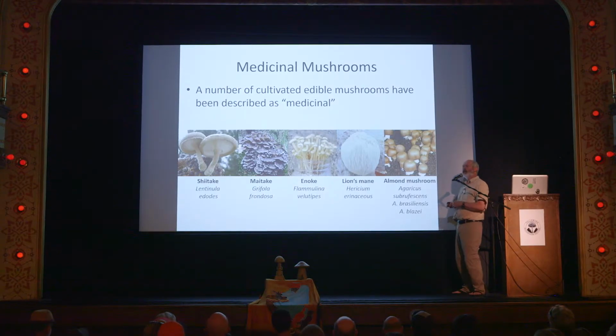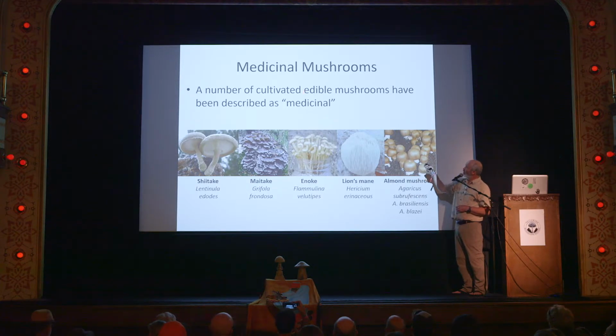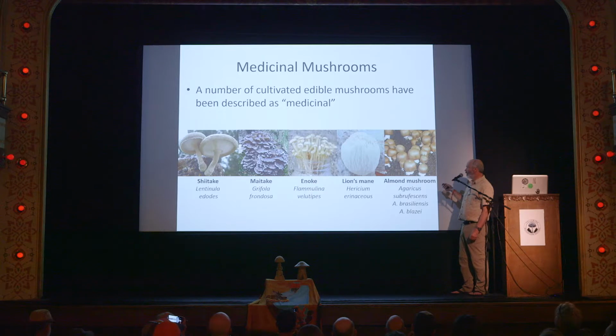But there are then some other species. The mushrooms that tend to be called medicinal, so these are cultivated edible species, are the ones that are most often described as medicinal in terms of edible species. Most of these: shiitake, maitake, enoki, lion's mane, and then a mushroom that we don't see enough around the United States, an almond agaric, an almond mushroom, Agaricus subrufescens, which has a couple of other names that people use for it as well. Okay, so in terms of cultivated edible mushrooms, these are the species most often talked about.